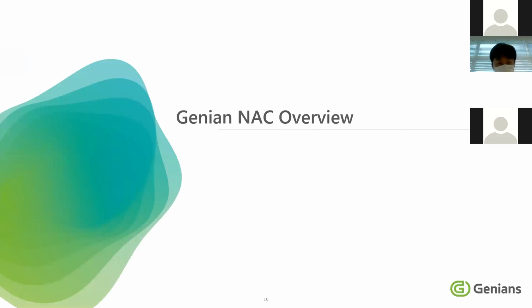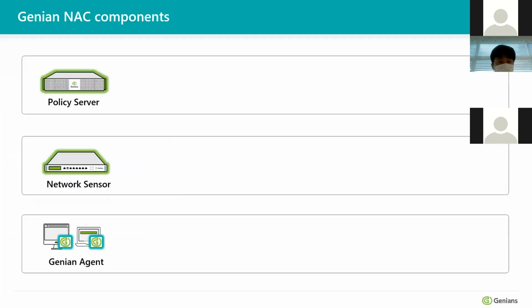Okay, let's take a look at the product overview. Genian NAC has three major components: the policy server, the network sensor, and the Genian agent. The agent is optional, not mandatory. You may wonder whether the policy server and network sensor are appliance-type equipment. They are not. The policy server, the network sensor, and the Genian agent are all provided as software. You can download the latest version of them from our Genians.com homepage.